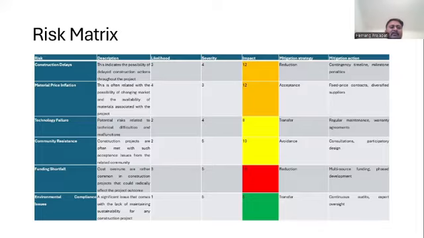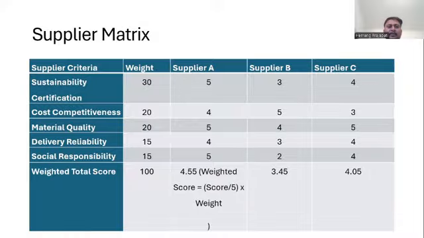In the risk matrix, there are different types of risk like construction delays, material price inflation, technology failure, community resistance, funding shortfall, and environmental issues. And here are all the descriptions and mitigation strategies and mitigation actions included in this risk matrix slide. After that, this is the supplier matrix. Supplier criteria are different, like sustainability certification, cost competitiveness, material quality, delivery reliability, social responsibility, and weighted total scores, and the different suppliers are compared in this slide.